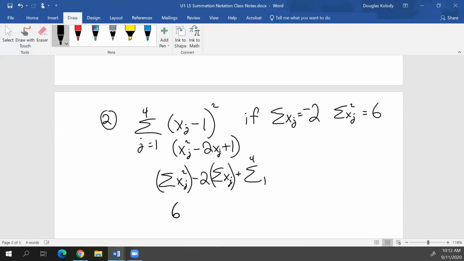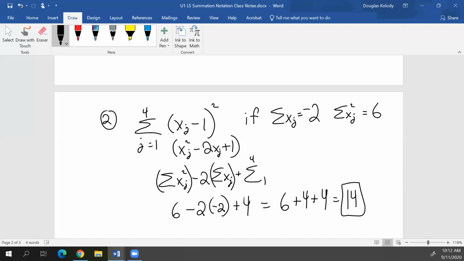So it's going to be 6 minus 2 times -2 plus 4 times 1, which is 4. So -2 times -2 is +4. So that's going to be 6 plus 4 and then plus the final 4. And my final answer is 14. So, ladies and gentlemen, that's our lesson.